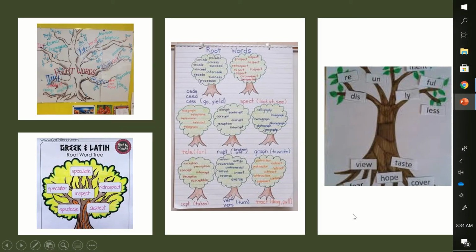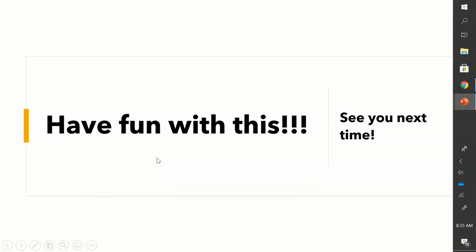Here's some other examples of root word trees. Obviously, fancy art. This was in a classroom. They just cut and pasted the roots, and then they actually have prefixes and suffixes that go with those roots. This is the example that I used to help me when I did mine. And here's another one. You can look on Pinterest, you can look on the internet, or you can just be creative and do your own.